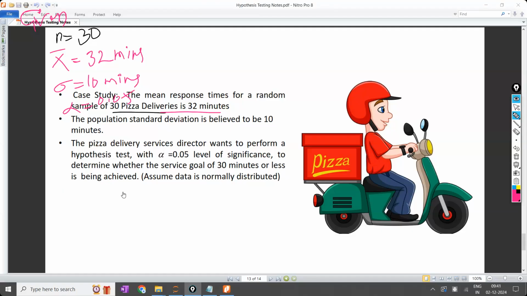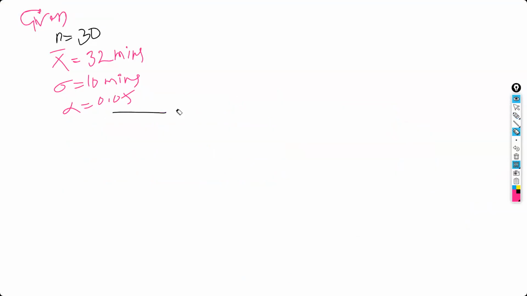Okay. Now, again, what are the steps? Step 1. Start with step 1. What is the null and alternate hypothesis? Null hypothesis is mu is less than or equal to 30 minutes. Why is it less than or equal to 30 minutes?